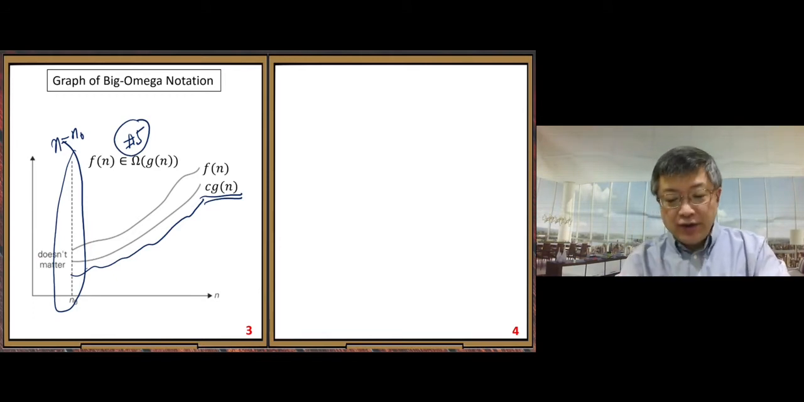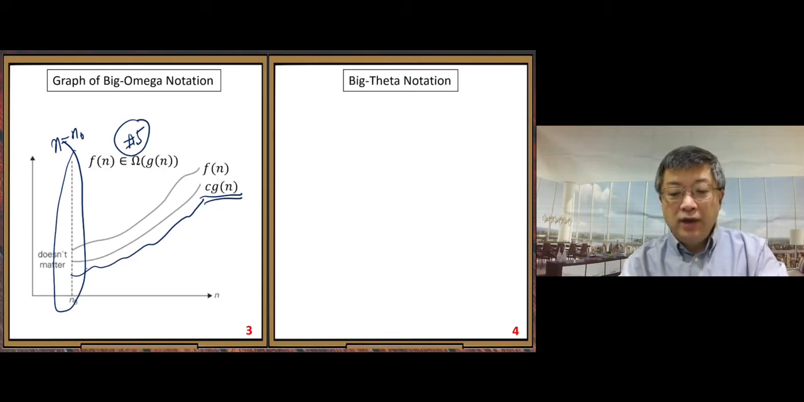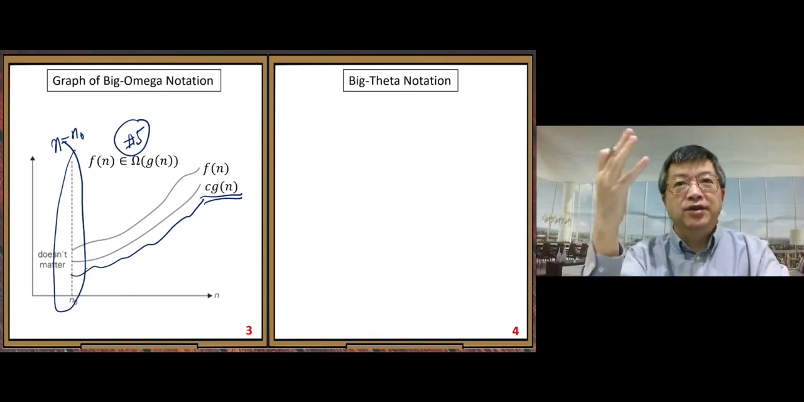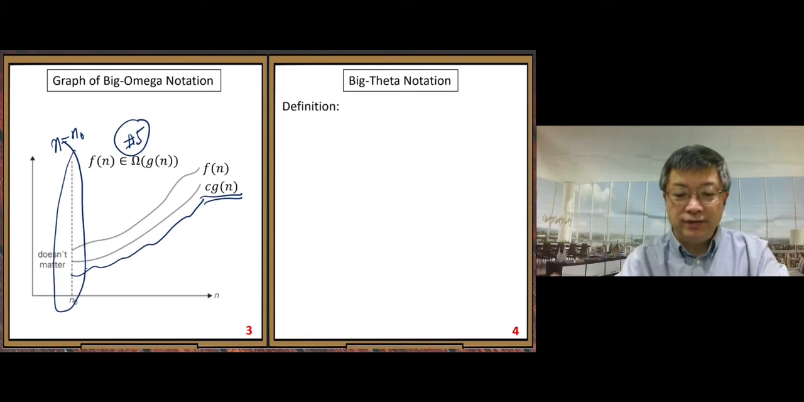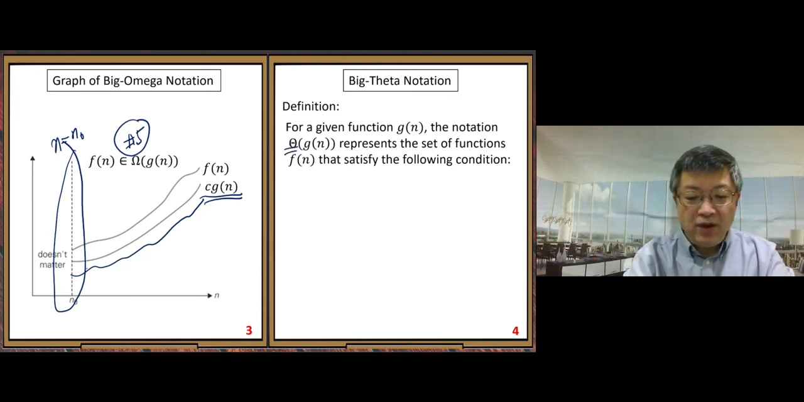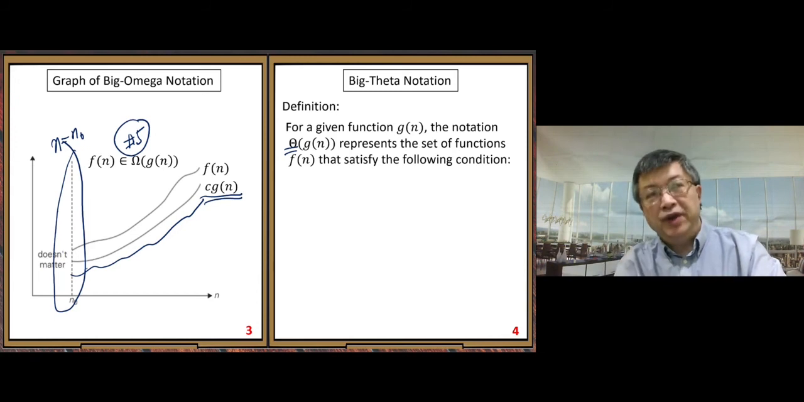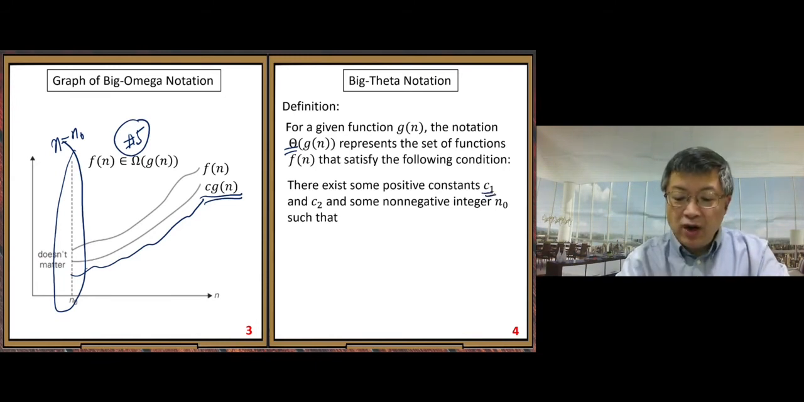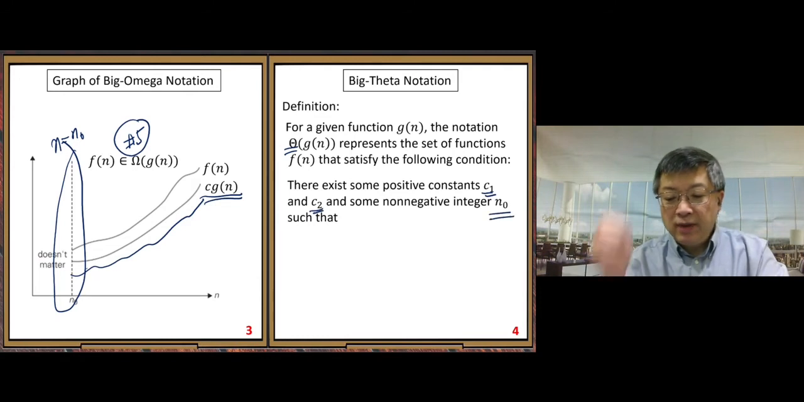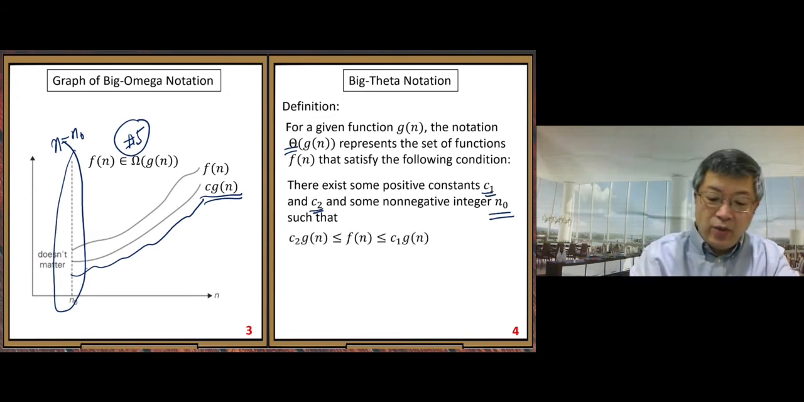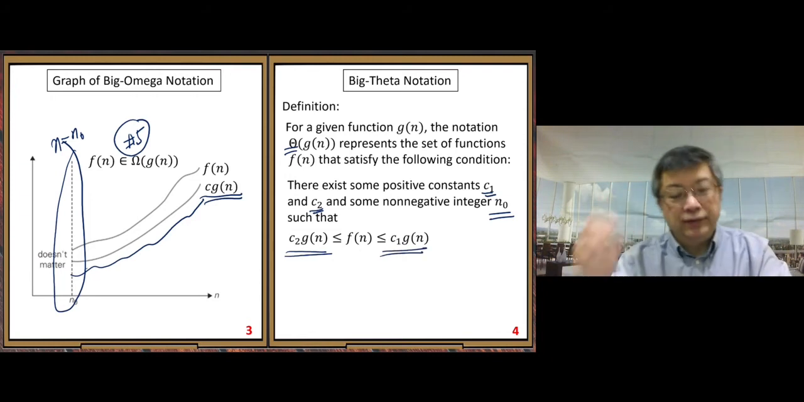The last one, we learned this before, big theta notation, right? But here we just use the formal language to describe it, then use the graph to view it. Definition: we use the same language as our previous two definitions. But this time when we choose positive constants, we have C1 and C2. Also the same n0 we used before. Then we have both upper bound and lower bound.